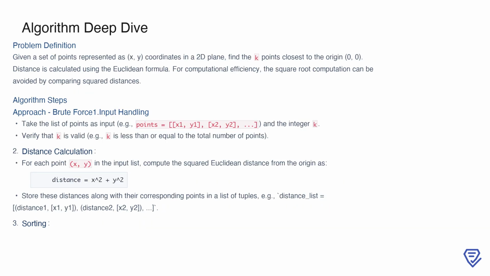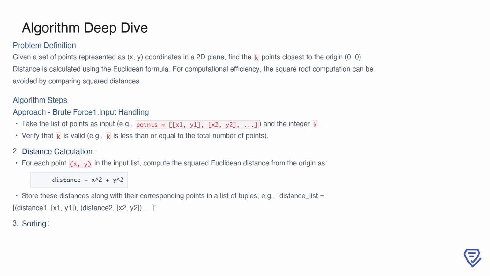To solve the problem of finding the k closest points to the origin, we start by defining the task clearly. You are given a set of points in a 2D plane, each represented as x, y coordinates. The goal is to identify the k points that are closest to the origin, which is located at 0, 0. To measure closeness, we use the Euclidean distance formula. However, instead of computing the actual distance, which involves a square root operation, we can simply compare squared distances. This avoids unnecessary computational overhead.